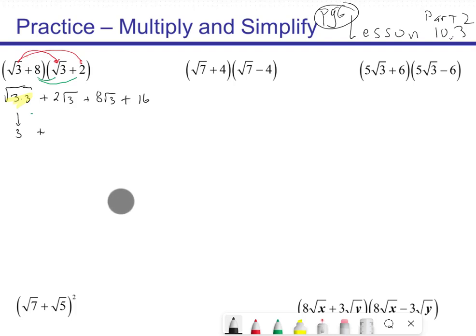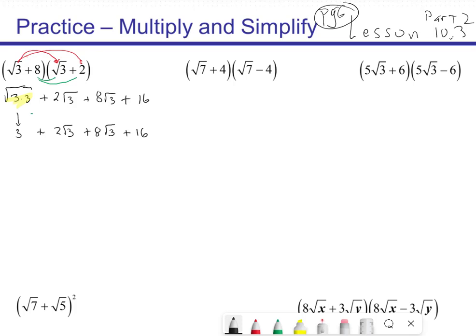Now, then the next term, 2 square root of 3, I haven't been able to do anything with that. Because the 2 is a whole number and the 3 is a radical number, I can't multiply. And then I get 8 square root of 3. That one's kind of stuck too. And then I have a 16. Now, that's the FOIL method worked out as much as we can do.